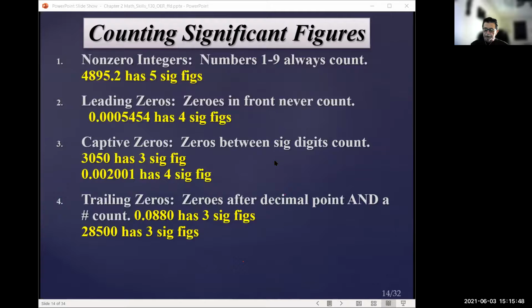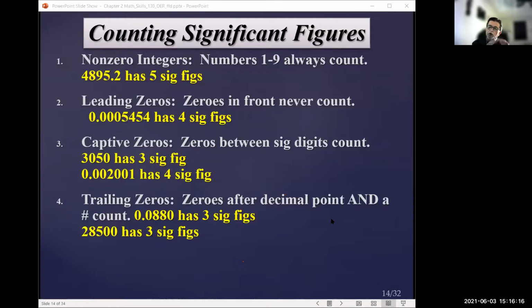And then trailing zeros. Okay, zeros after a decimal point and a number count. So 0.0880 has 3 sig figs, and 28,500 only has 3 sig figs, which brings me to the point when it comes to 0. The number 4 tells it all right there.